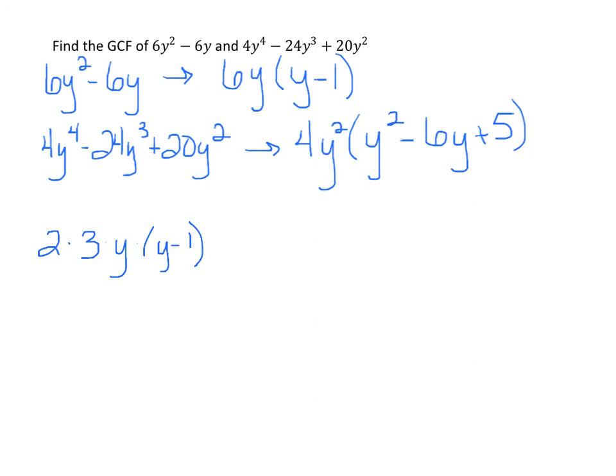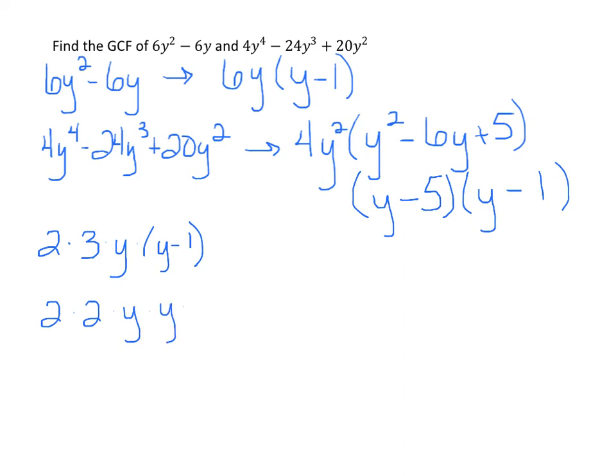Here I need to factor the y squared component. The plus sign means that they're both the same. Both have the same sign. This minus tells me they're both negative. So when I write this out, I get 2 times y times y minus 1 times y minus 5.